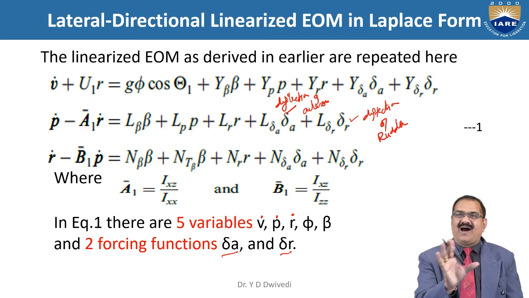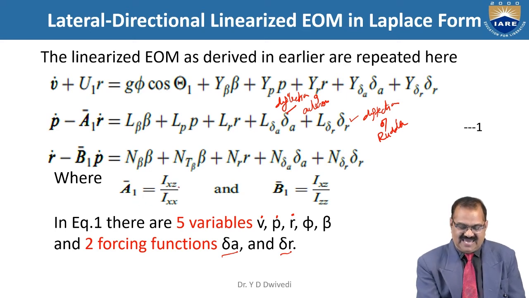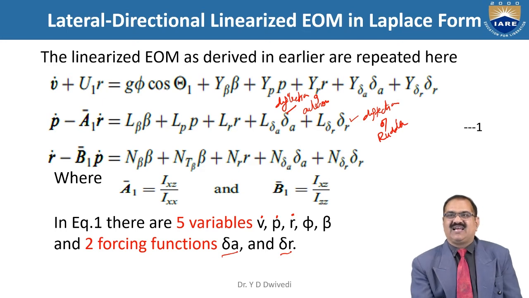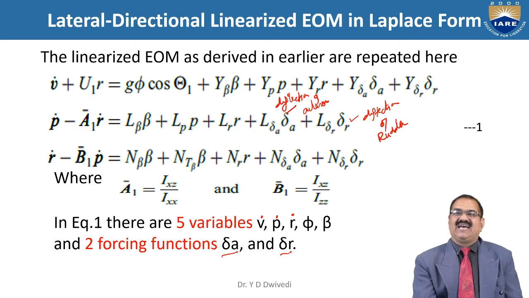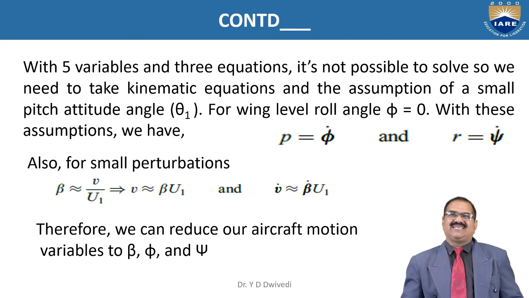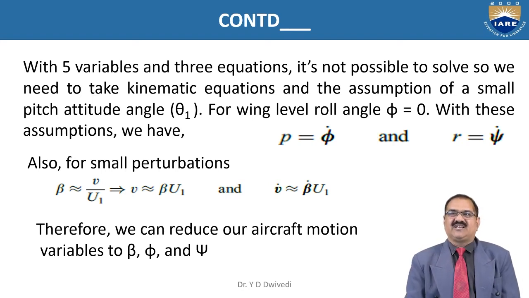Okay, hope all the parameters are clear. Here A1 we have put, A1 means IXZ by IXX, and B1 is equal to IXZ by IZZ. So wherever you see A1, B1, they are in fact the inertia, a ratio of 2 types of inertia. Now we can see that with 5 variables and 3 equations, it is not possible to solve.